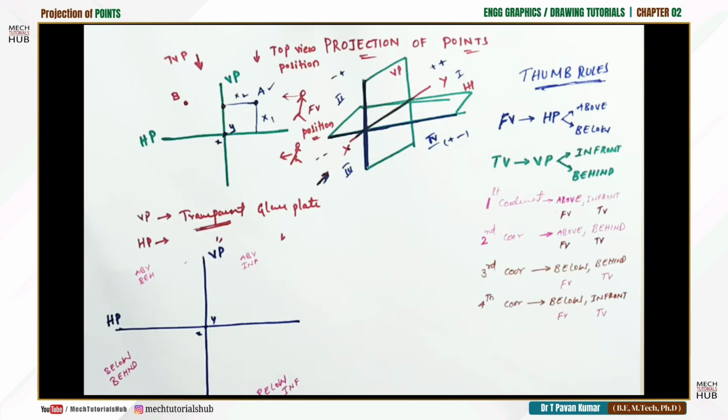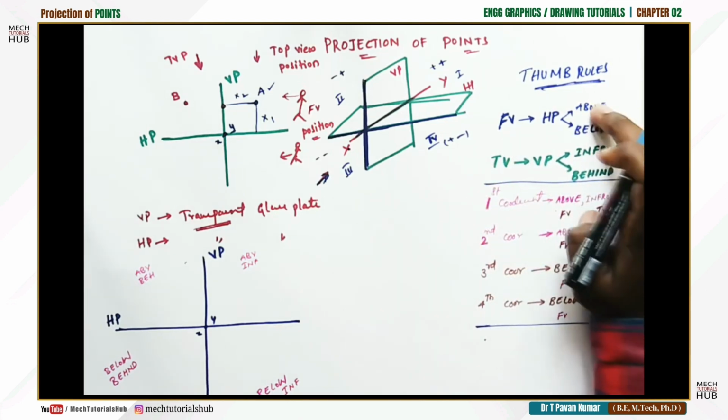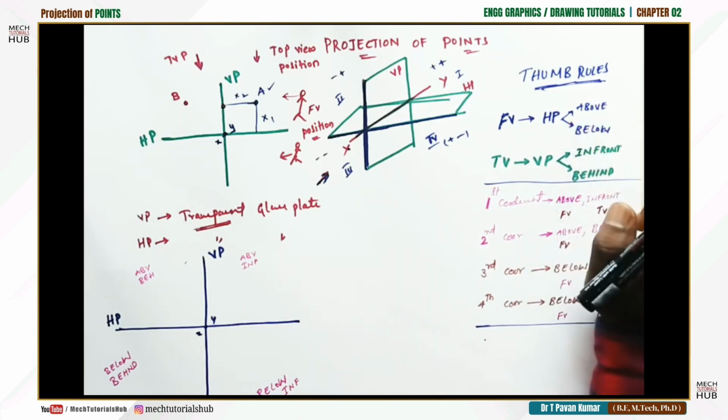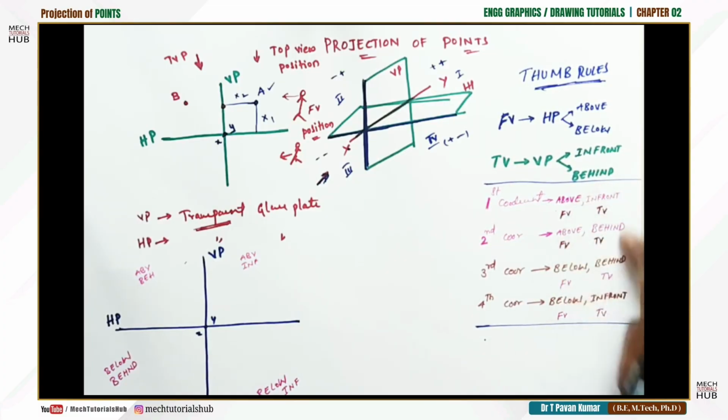Fine. So again, I will make one more thumb rule. What is the thumb rule? I will try to partition this. When you are standing in the top view, above, below can be decided from the front view, and in front, behind from the top view. Same thing I wrote here. Better we'll go to some problem solving.